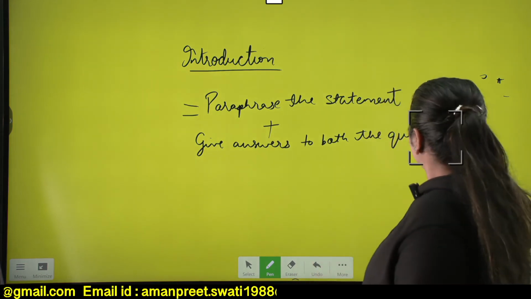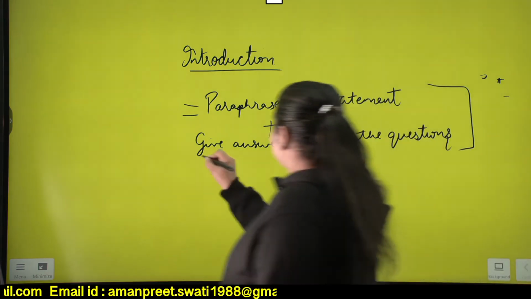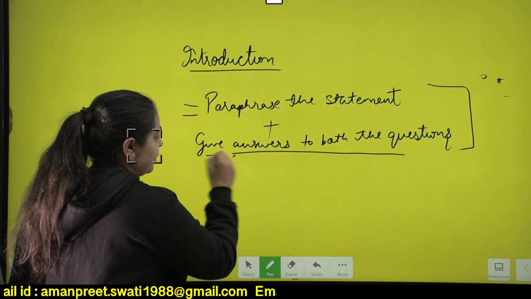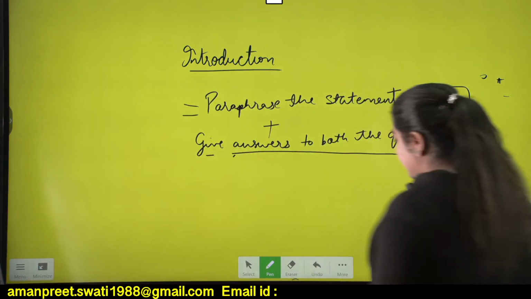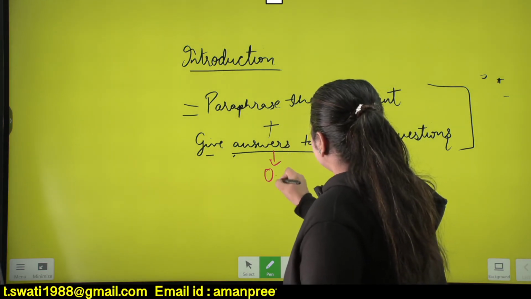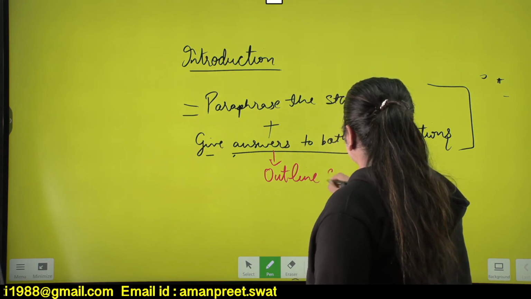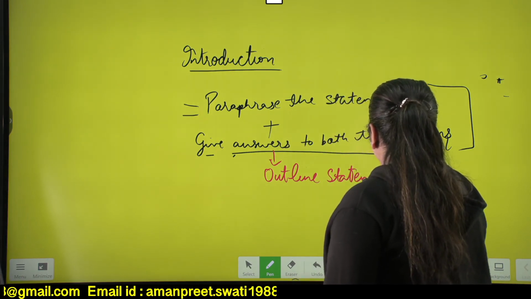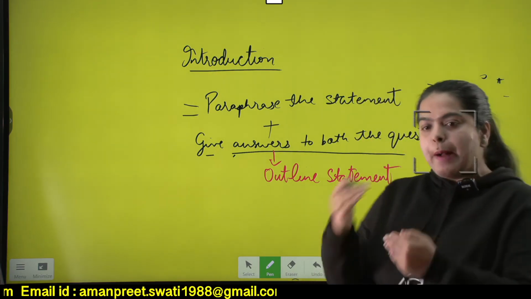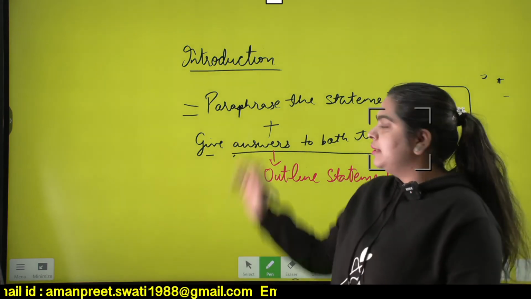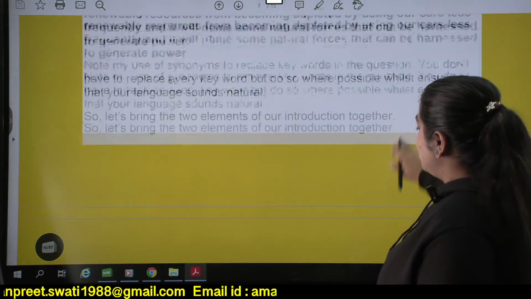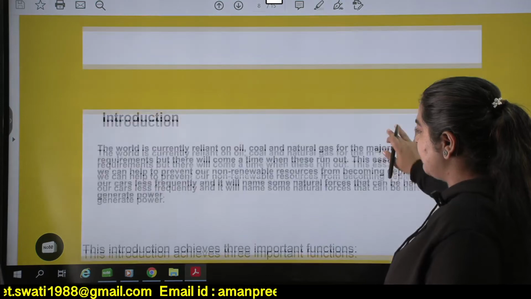That's important. Now, this makes your introduction. Answers to both the questions is also referred to as your outline statement. This is your what? Outline statement. Okay? So introduction is equal to paraphrasing the statement plus giving answers to both the questions. So this makes your introduction. You may use synonyms and all that. So this is our final introduction.